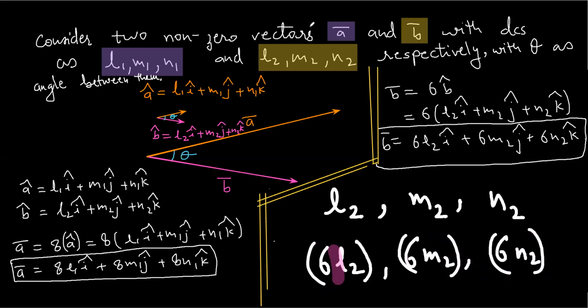And just have a look at B bar. You have written 6L2 I cap, 6M2 J cap, and 6N2 K cap. So once again, what I'm trying to tell you is, if you know the DRS of a vector, you can write that vector. And if you know the DCS of a vector, then you can write a vector parallel to that vector. So we will make a note of this particular concept.